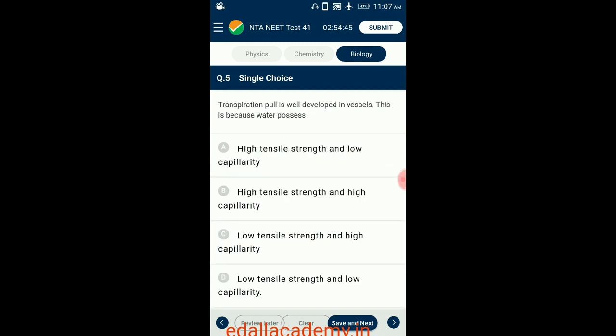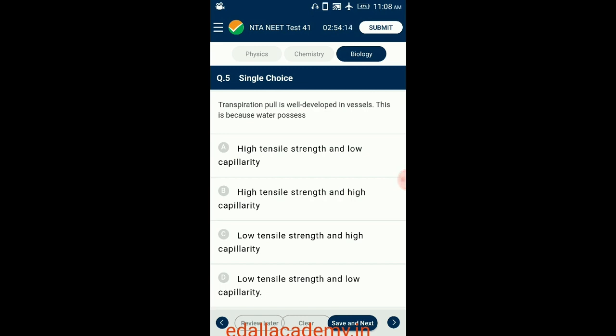Question number 5. Transpiration pull is well developed in vessels. This is because water possessing transpiration pull plays a major role in the transport of water in most of the plants. Transpiration driven ascent of xylem sap depends upon the following physical properties of water. Cohesion, it is the force of attraction between the water molecules. Adhesion, it is the force of attraction between the water molecules and the polar surface of xylem vessels.